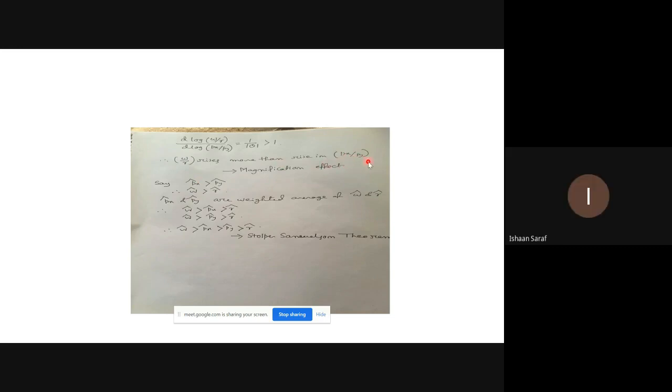Ma'am, can you repeat the last part again? Yes. First of all, if Px by Py is rising, we already know that W by R should rise because there is a one-to-one relation between W by R and Px by Py. Both are going in the same direction, that we know. But here, this mathematics is showing that W by R should rise by more than that. If Px by Py is rising by 20%, then W by R should rise by more than 20%. That is why the ratio is greater than 1.